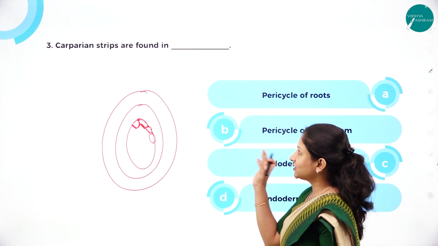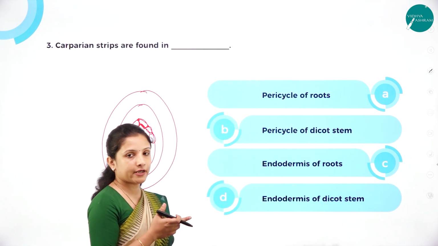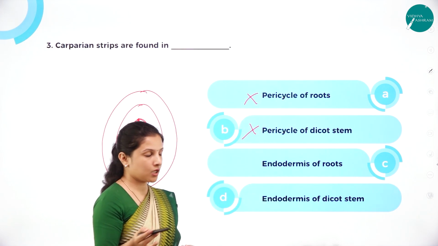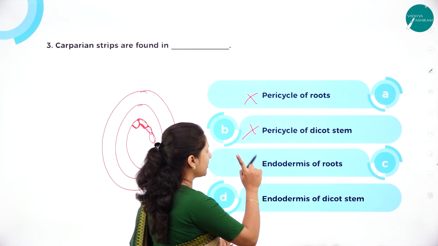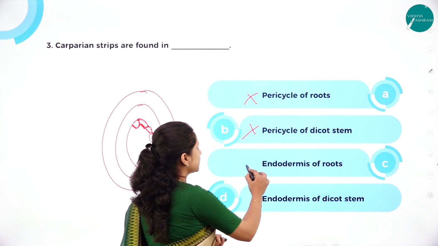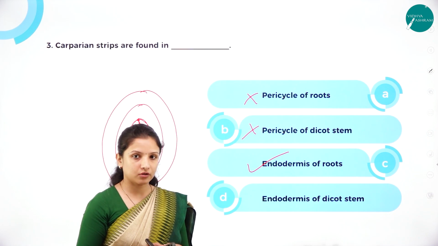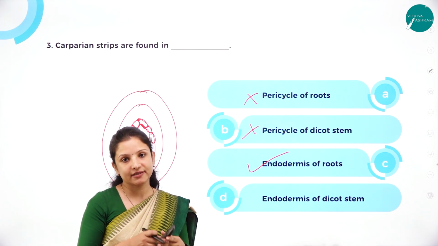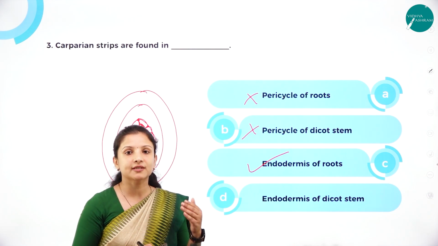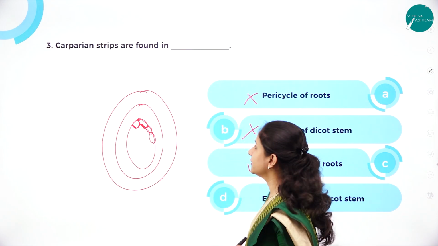So where are these Casparian strips found? Is it the pericycle of roots, the pericycle of dicot? No, these two options we need to eliminate because nowhere in the pericycle are they found. What two options will be remaining? Endodermis of root, endodermis of dicot stem. Where is it exactly present? It is present in the endodermis of roots. The endodermis of roots, be it monocot or dicot, usually has the Casparian strips, which are nothing but suberin depositions present in the endodermis. Therefore, option C is the right answer here.